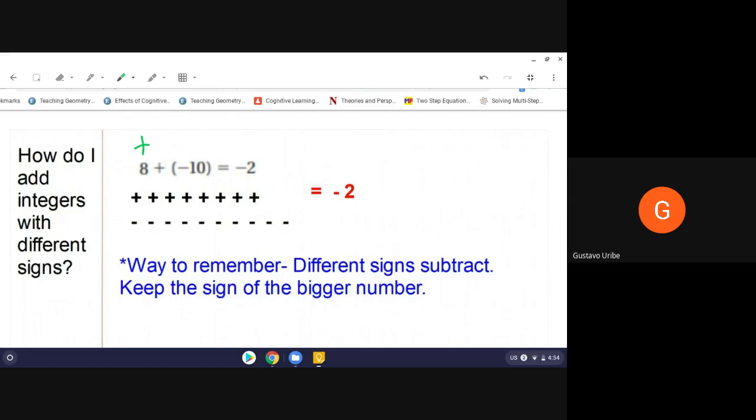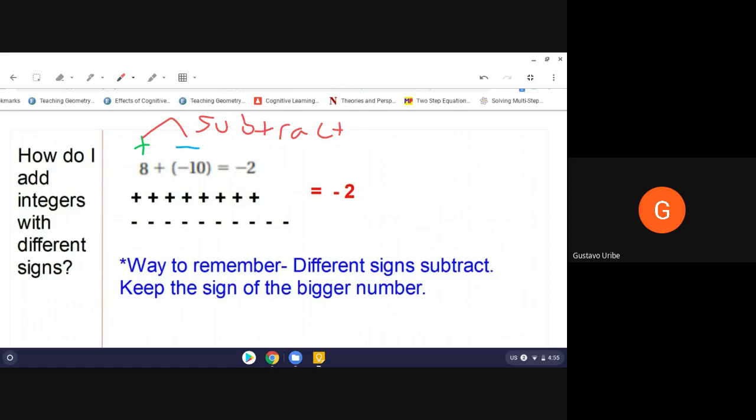Now, this is a plus, but it doesn't matter because the sign we have closest to the 10 is this negative right here. This is a negative 10. Because this is a plus and this is a minus, they are different signs, and different signs, you're going to subtract.